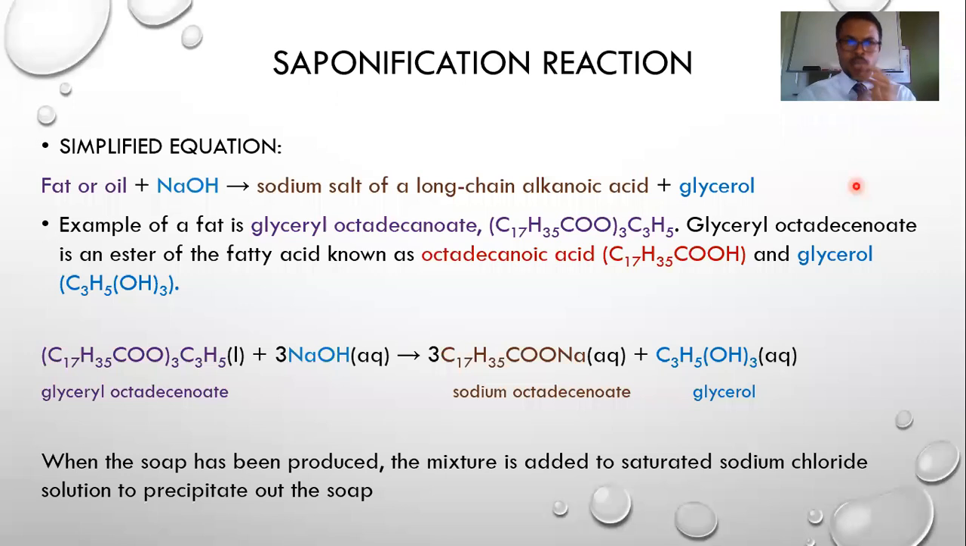All right, so let's look at an example here. Simplified, oils react with sodium hydroxide to produce a salt of a long chain alkanoic acid, and glycerol, which is the alcohol portion. So we're going to look at this particular one. There's a fat called glyceryl octadecanoate, and this is its formula here. Glyceryl octadecanoate is an ester of the fatty acid octadecanoic acid and glycerol.